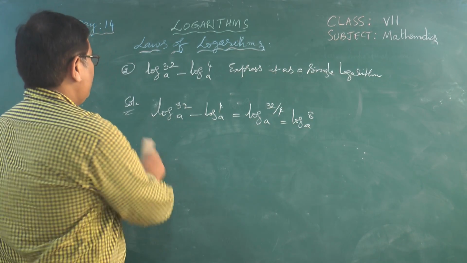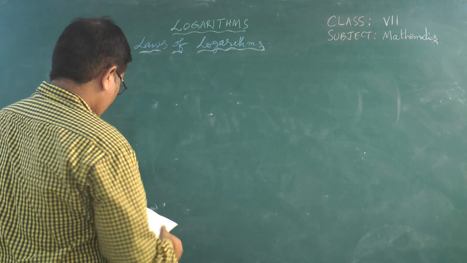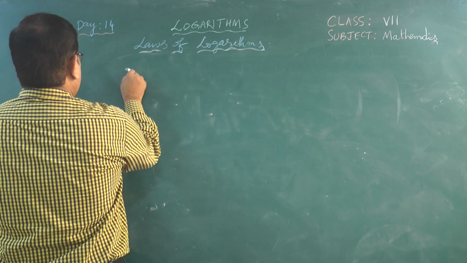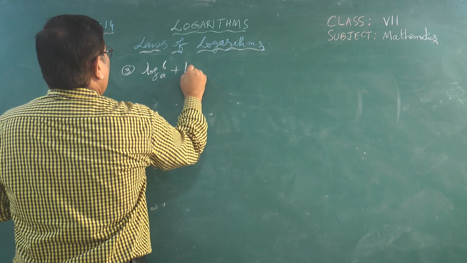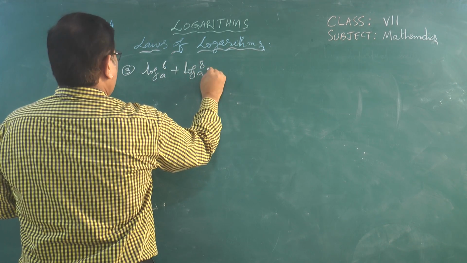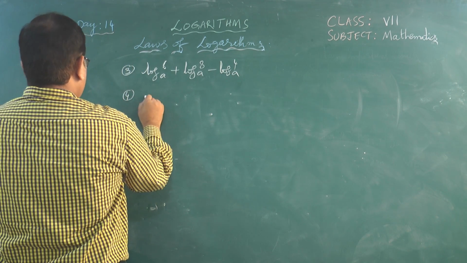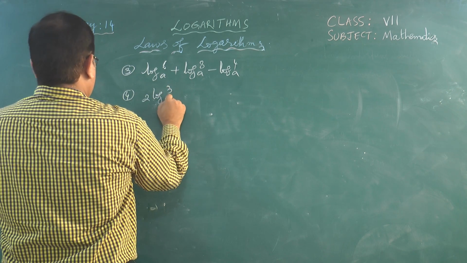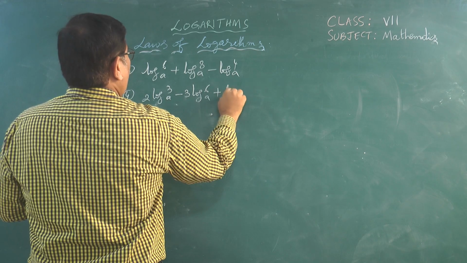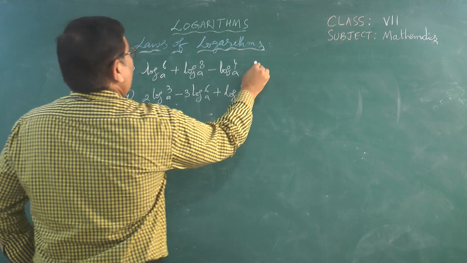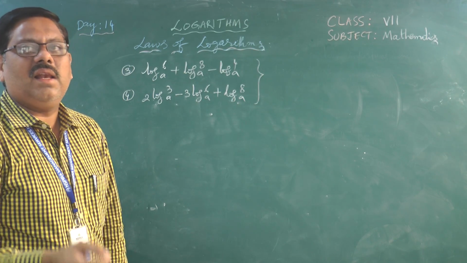Now, next question. Log 6 to the base a plus log 8 to the base a minus log 4 to the base a, and for the fourth question also, let us write 2 log 3 to the base a minus 3 log 6 to the base a plus log 8 to the base a. Even in these questions we are asked to express as a single log.